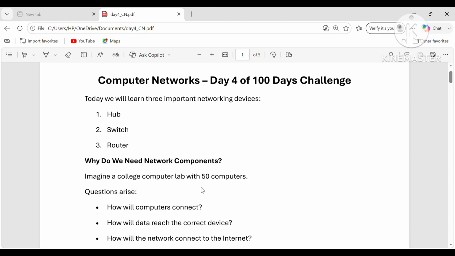Hey guys, what if I told you that every WhatsApp message, YouTube video, Instagram reel, and Google search passes through devices called hub, switch, router before reaching its destination? And if you understand these three devices, you have already mastered one of the most important interview topics in computer networks.